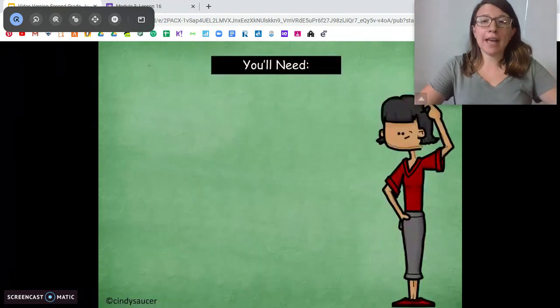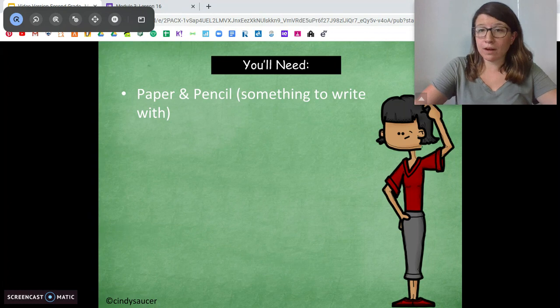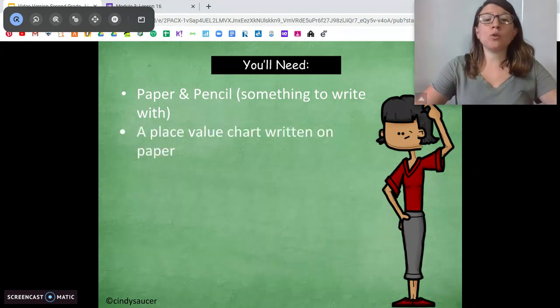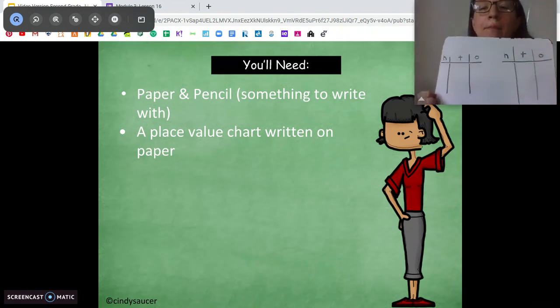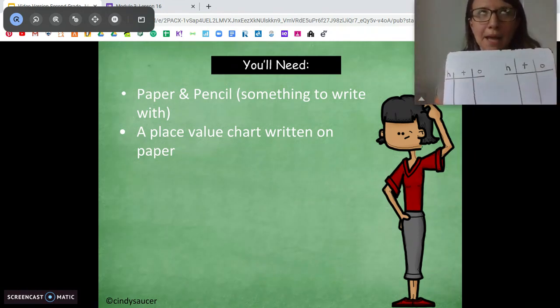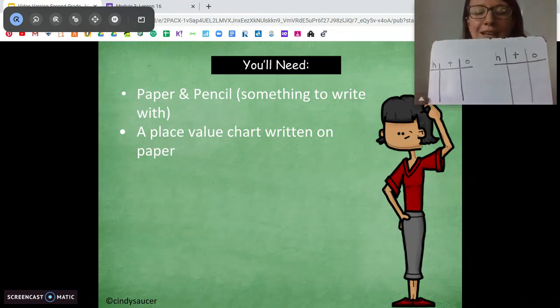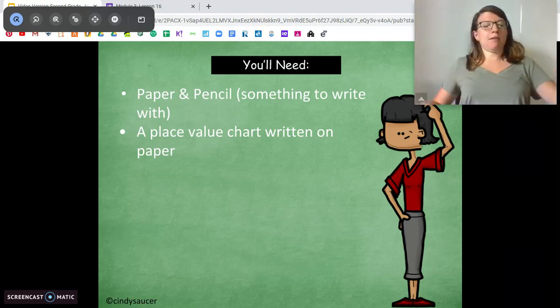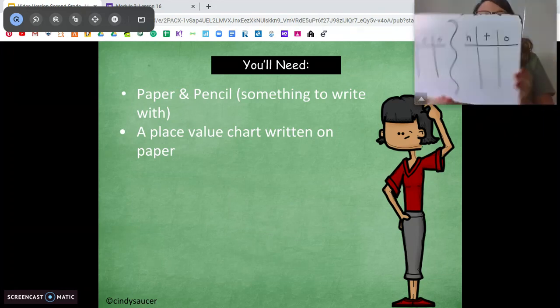Okay, so again, for today's lesson, you're going to need a paper and pencil, something to write with for our application problem. You're gonna want actually 2 place value charts on your paper. Here's what I mean by that. Because we're gonna be comparing 3-digit numbers, you're gonna want 2 place value charts kind of right next to each other. I'm actually even gonna draw a squiggly line down the middle of mine so I can separate them.